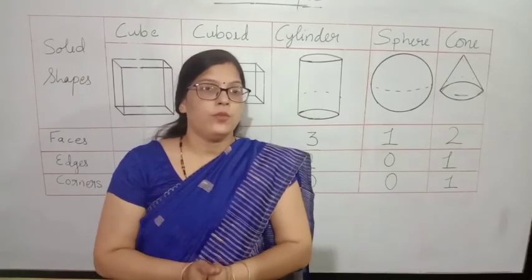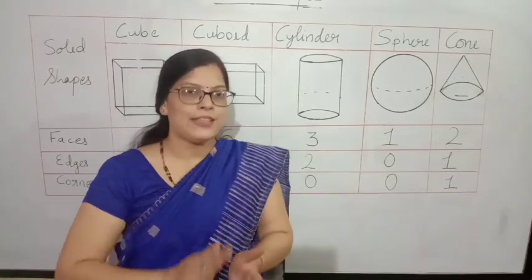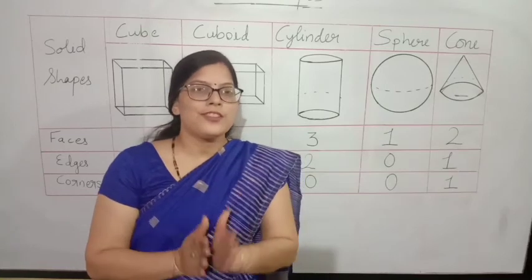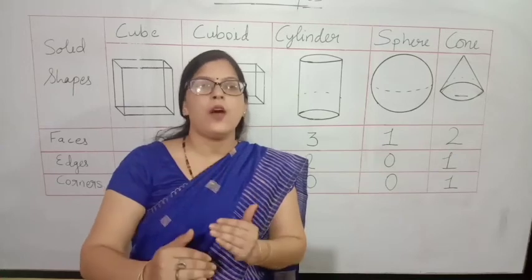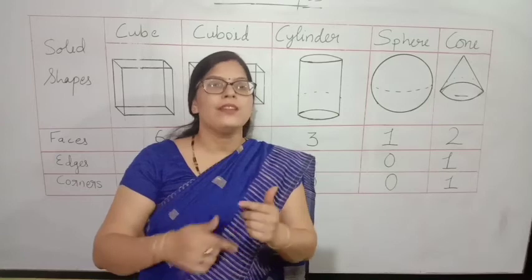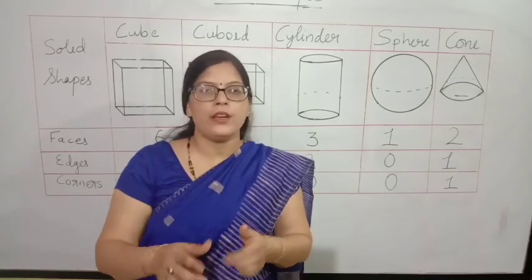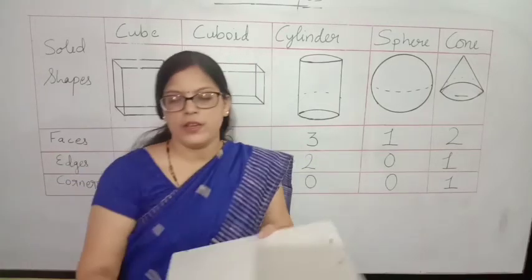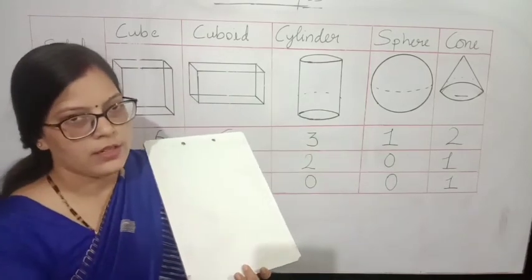Okay children, now we know that solid shapes may have a flat face or a curved face. Solid shapes with a flat face, flat surface, slide down a slope. And solid shapes with a curved face roll down a slope. Now let me show you how. See here, suppose this is a slope.